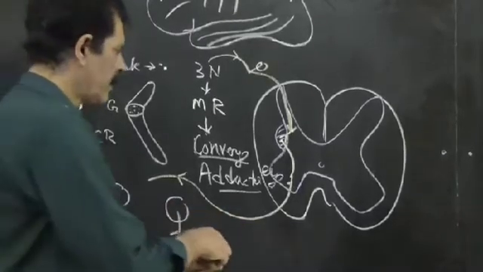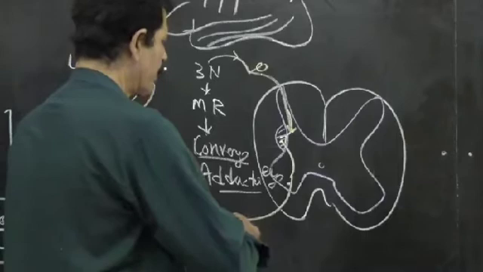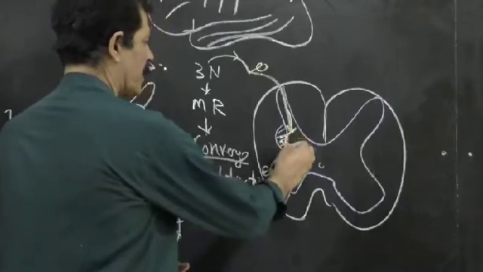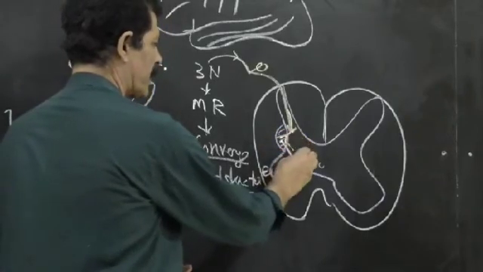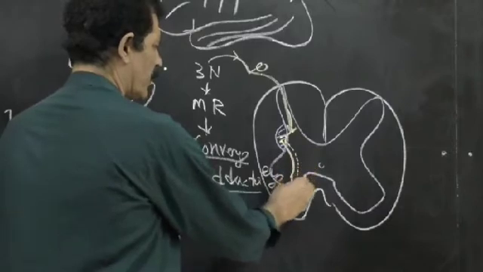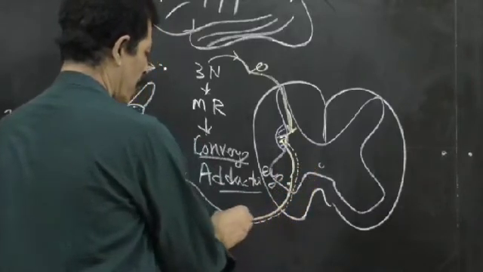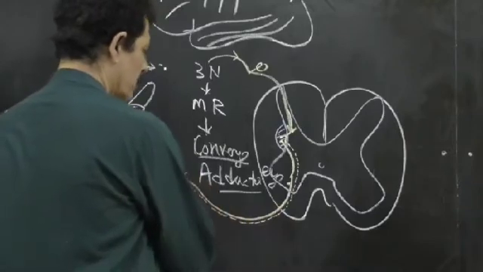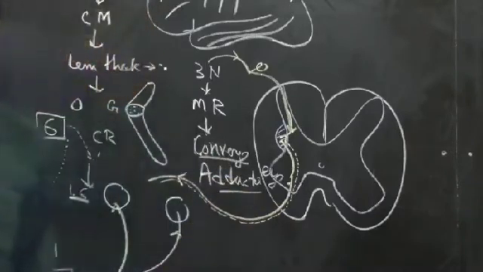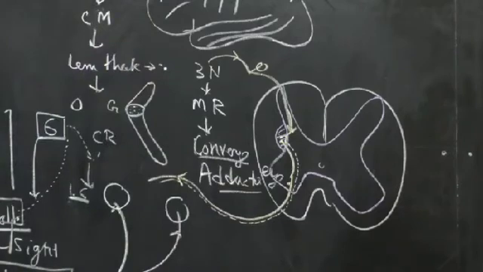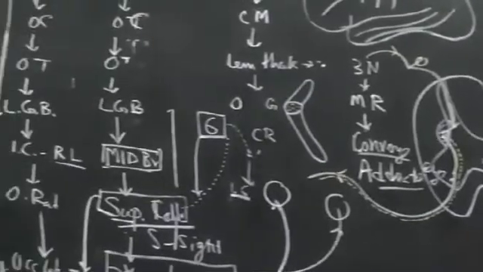Now from here, preganglionic sympathetic fibers start. The lateral horn is sympathetic functionally, you know. So the preganglionic sympathetic fibers accompany the motor nerve and they come out. The sympathetic fibers come out of the spinal cord, and these sympathetic fibers are thoracolumbar.